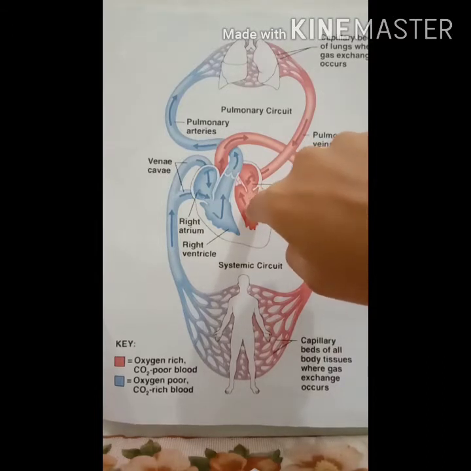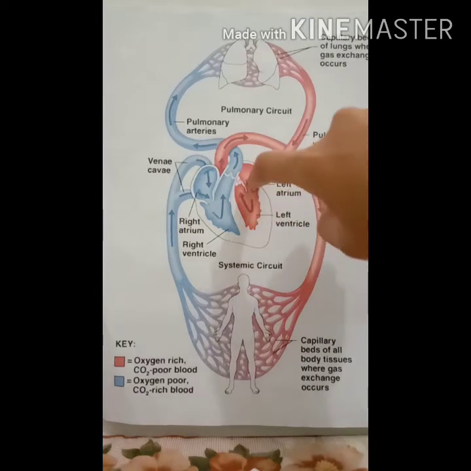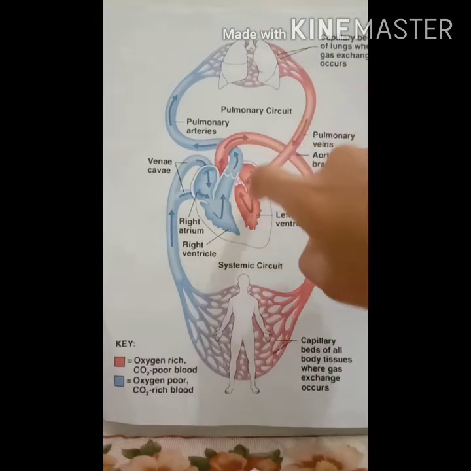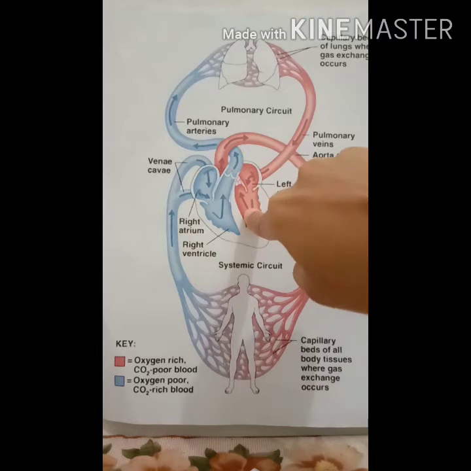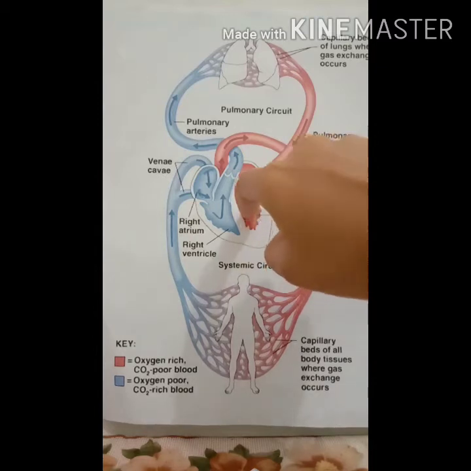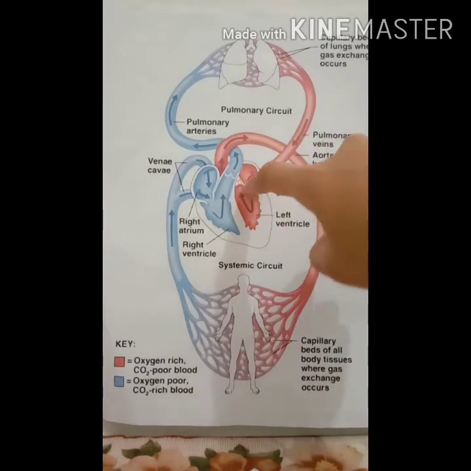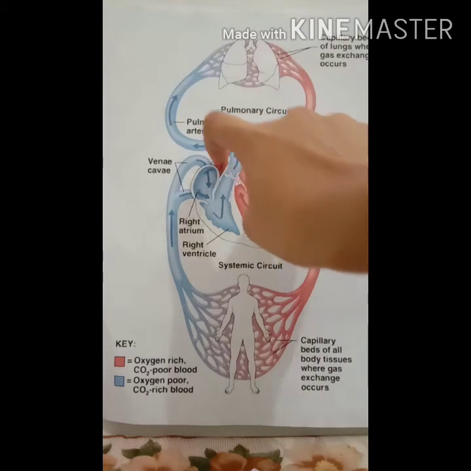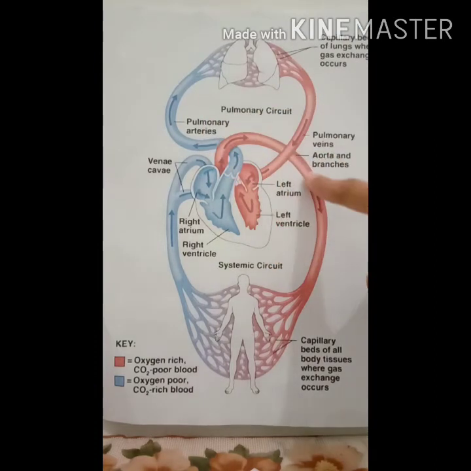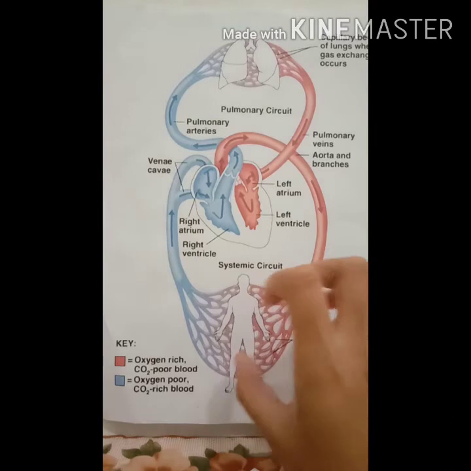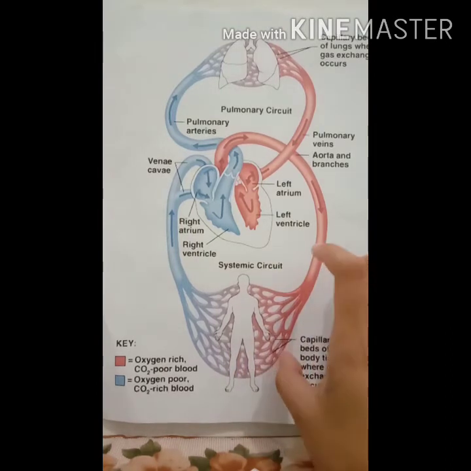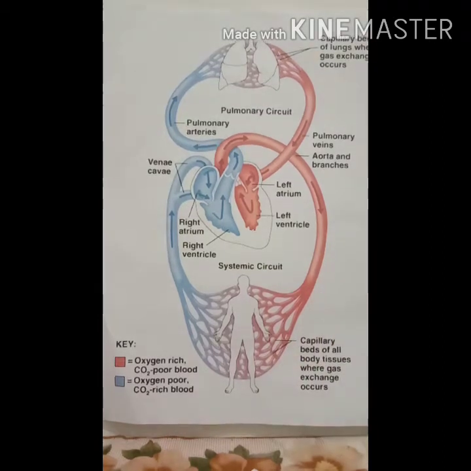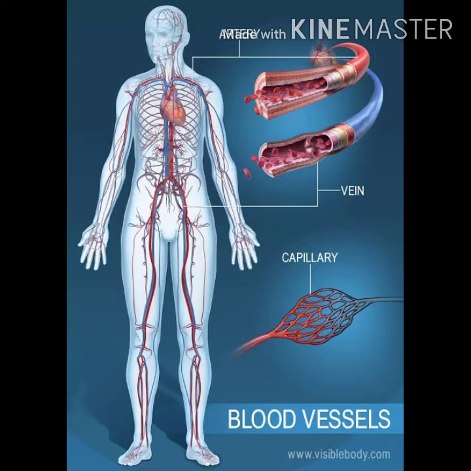This prevents blood from flowing backward into the left atrium, and as the left ventricle contracts, blood leaves the heart through the aortic valve into the aorta and to the body. So that explains how blood flows in our body. Let's move on to the blood vessels.